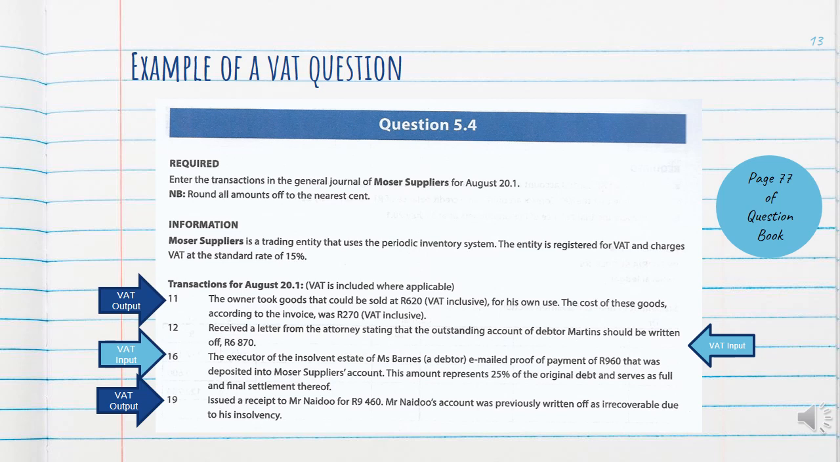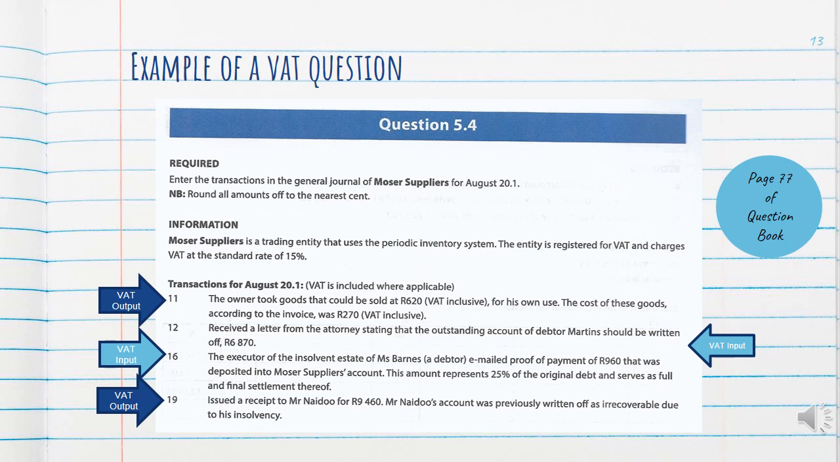Okay, so that happens with the third transaction as well, that an insolvent account sends proof of payment. Now, what does that mean? That means that we will be receiving 960 Rand from Miss Barnes, which is a creditor. However, her account was 3,840. Now, we're not receiving that full amount. We are only receiving the 960. So we don't account for VAT for that, because we've already accounted for VAT output when we recorded the sale in the first place.